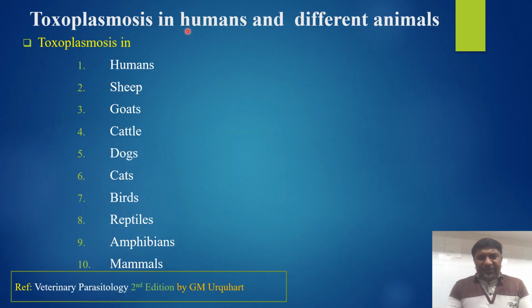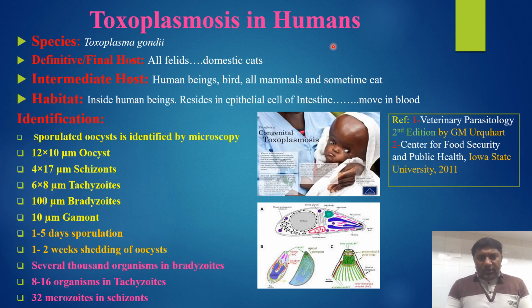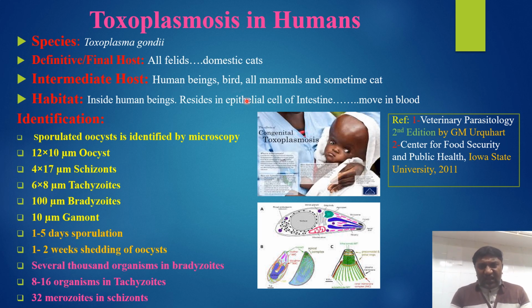So, toxoplasmosis in humans and different animals. Toxoplasmosis occurs in humans, sheep, goats, cattle, dogs, cats, birds, reptiles, amphibians, and mammals. In humans, the main species is Toxoplasma gondii. The definitive or final host is all felids or domestic cats, and the intermediate hosts are human beings, birds, and all mammals.